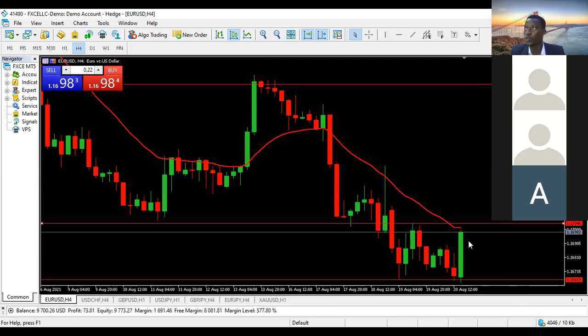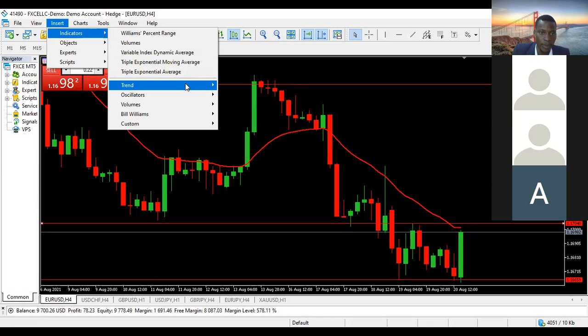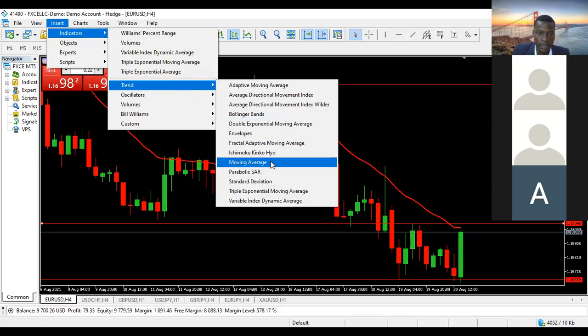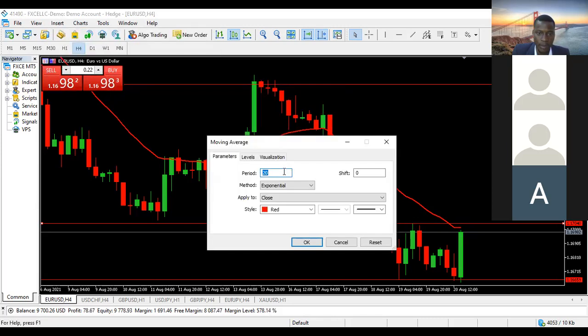So you just need to look for the clinical entry, and that's what we do in our Forex Champion analysis. We teach you how to look for the price action. Now, for you to be very sure, you add the second indicator, the moving average that we are talking about. We're going to change this one now to 50.